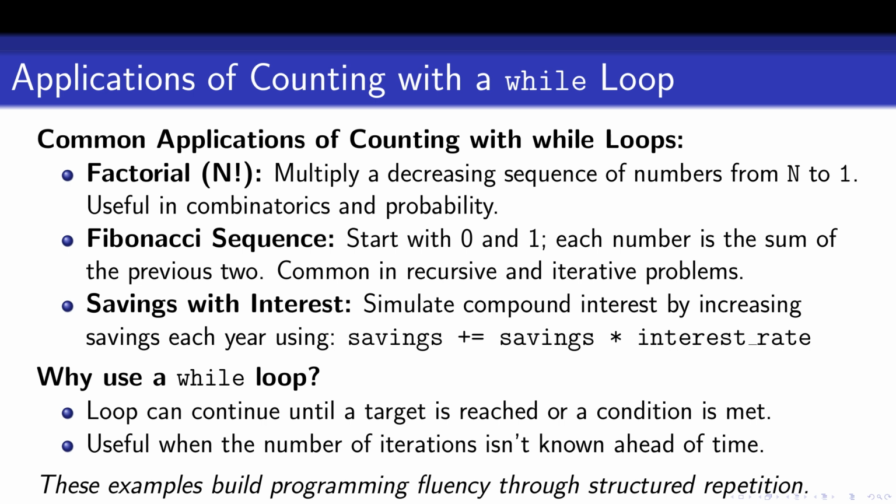The factorial example involves multiplying a decreasing sequence of integers, which is commonly used in combinatorics. The Fibonacci example starts with 2 initial values and builds up a sequence by summing the previous 2, a task often encountered in recursive algorithms. The interest simulation increases a balance over time based on a percentage rate. These examples highlight why while loops are preferred in situations where the number of iterations isn't known up front. They also demonstrate how loops can represent real-world processes, which makes them a powerful tool for modeling, simulation, and problem-solving.